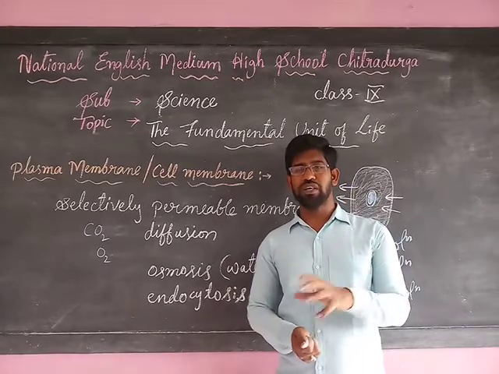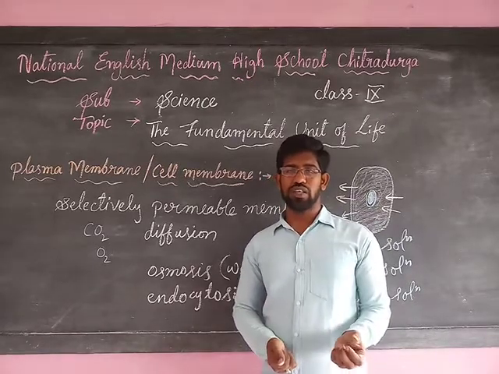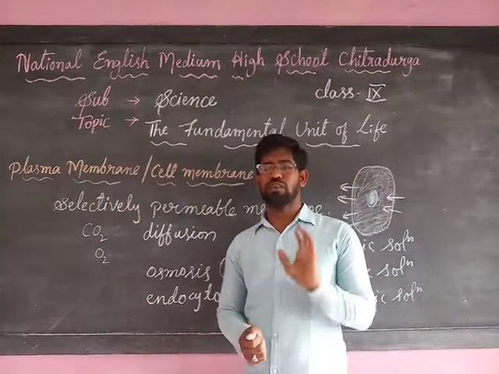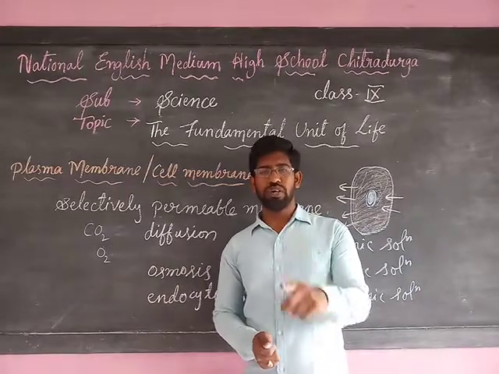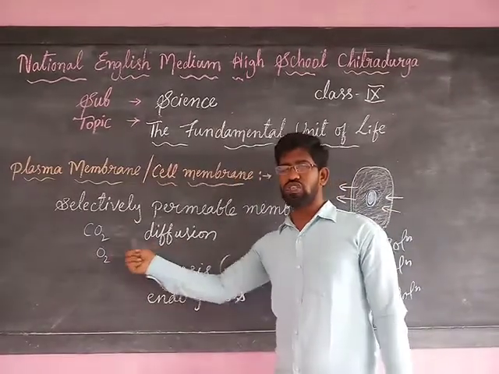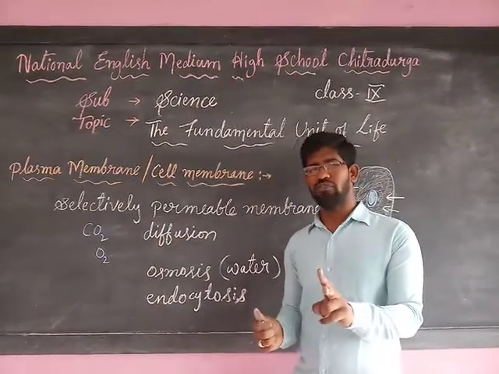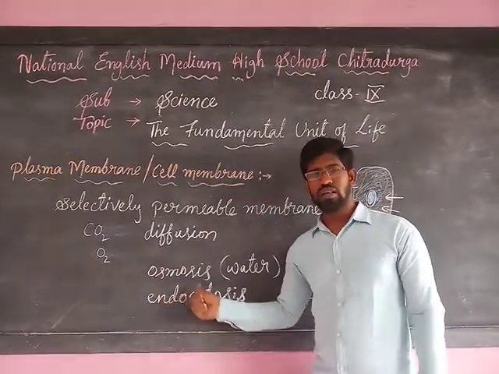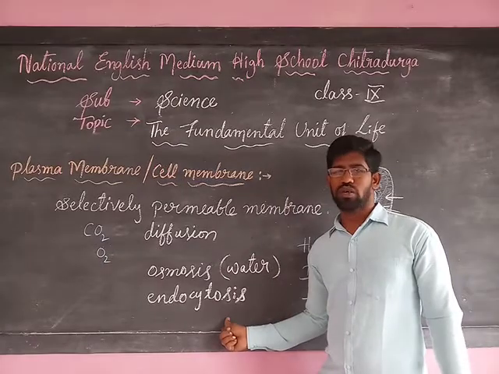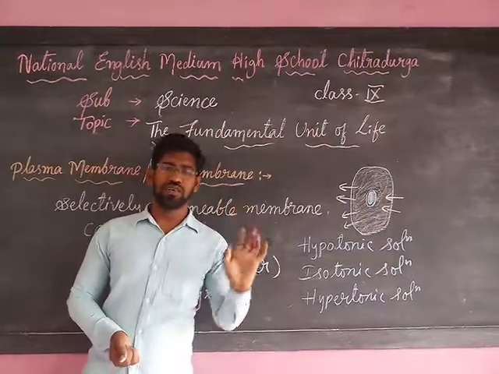This selectively permeable membrane will allow the required amount of water and the essential nutrients from the soil through the process called osmosis. So overall, what I am going to say is that the cell membrane or the plasma membrane is very important to protect the cell content from its environment. Second, it helps for the exchange of gases, carbon dioxide and oxygen, through the process called diffusion, and also helps for the movement of water through the process called osmosis, and also helps to absorb food materials through the process called endocytosis. I hope you understood about this selectively permeable membrane, which is called the plasma membrane.